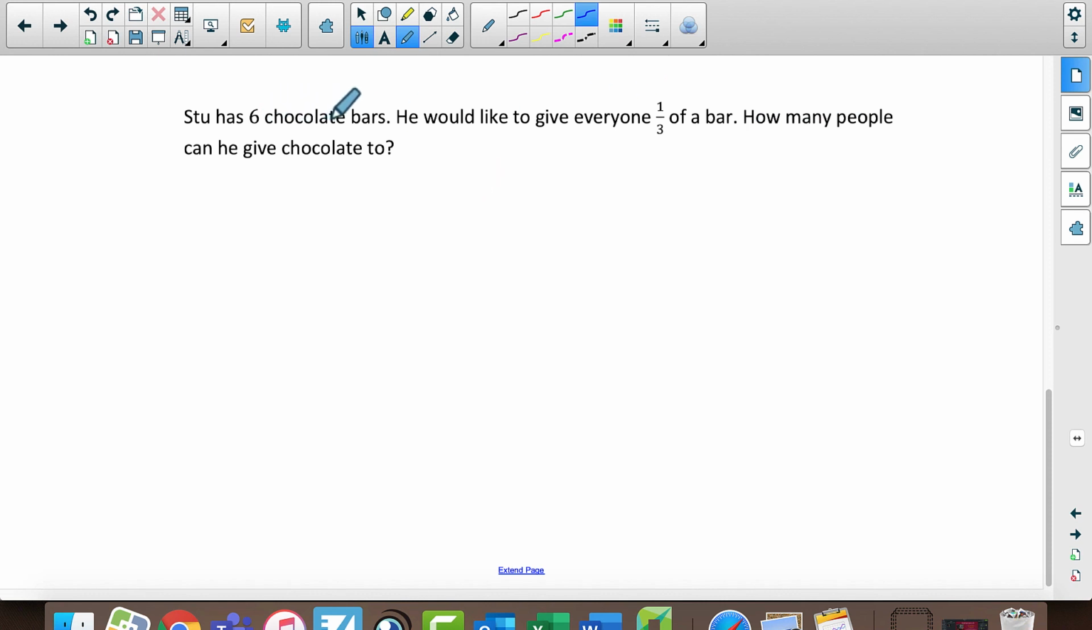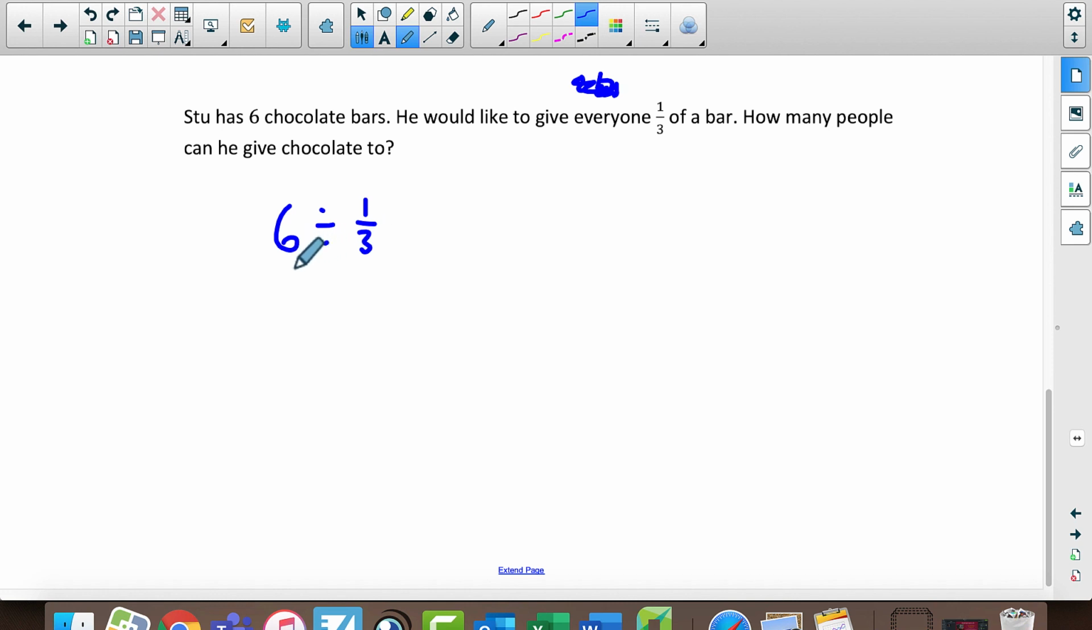Okay, imagine he had 6 chocolate bars and he wanted to give everyone 2 chocolate bars. How many people could he give it to? Well, you do 6 divided by 2 equals 3. He could give it to 3 people. Well, it's the same sort of thing here, except you're not going to go 6 divided by 2. You're going to go 6 divided by 1/3. We want to know how many 1/3s go into 6.